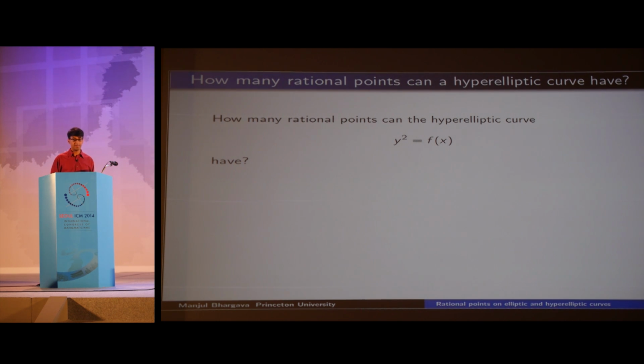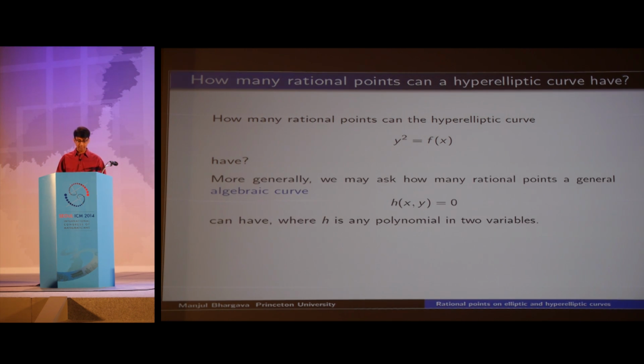Okay, so the first question to ask is how many rational points can a hyperelliptic curve have? How many rational solutions can y squared equals f of x have? Well, more generally, we can ask how many rational points can a general algebraic curve have?